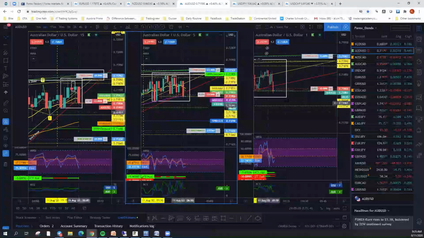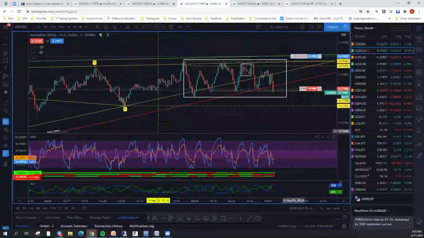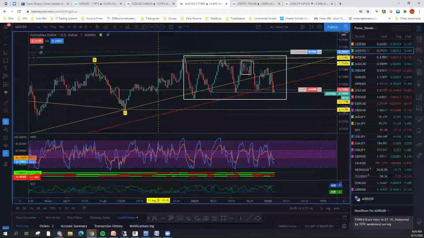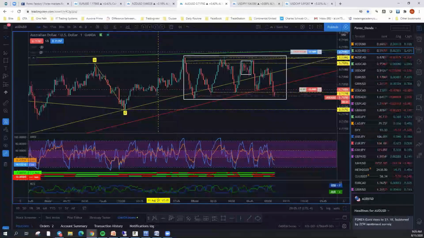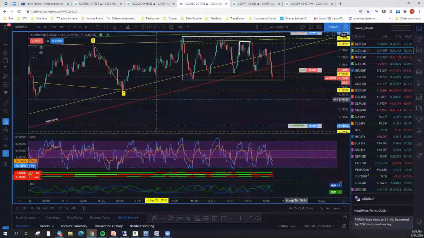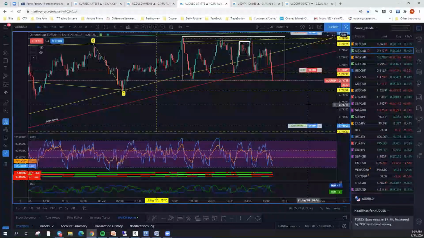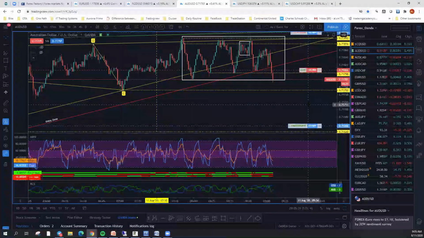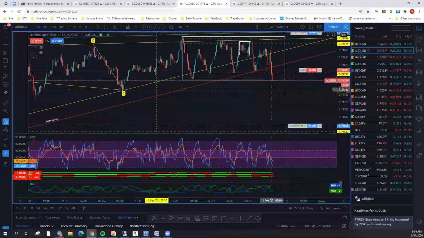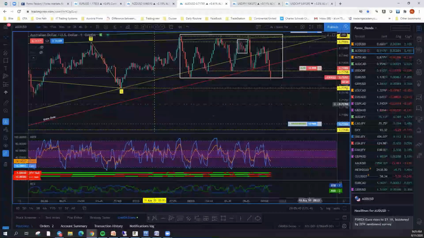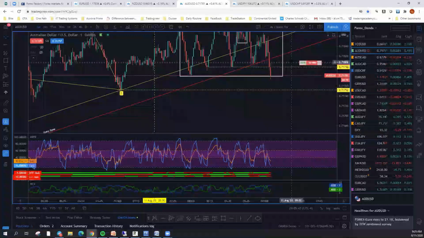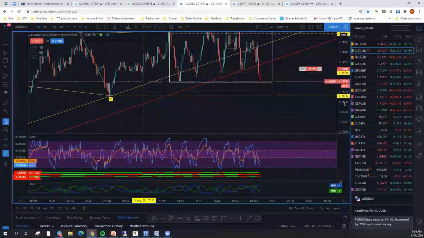Right back to where our entry was on this Aussie US. Let's see if we can get it breaking out of this box. So if we can break out of the box and get it closed below this yellow dotted line, we should be off to the races down to here. If not, if it goes back up to my break-even point, I think I'll just get out of this trade and see what happens.